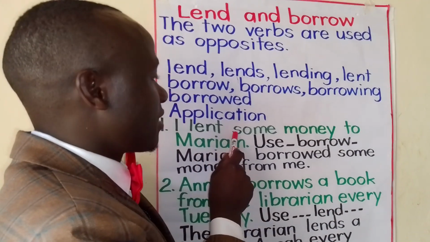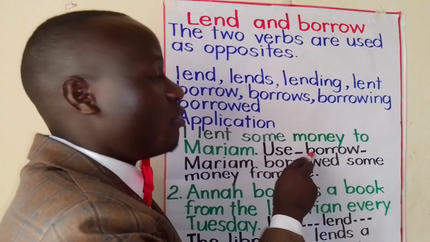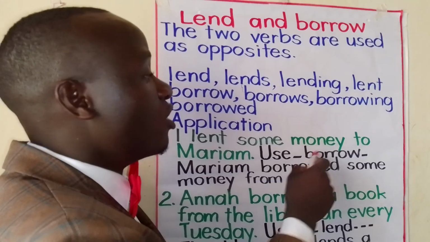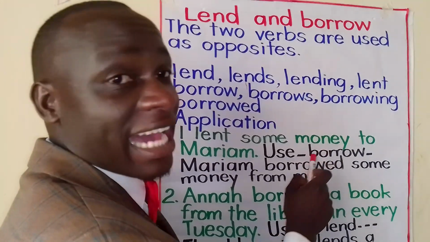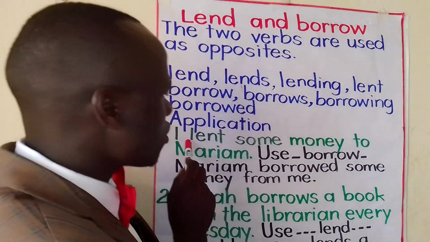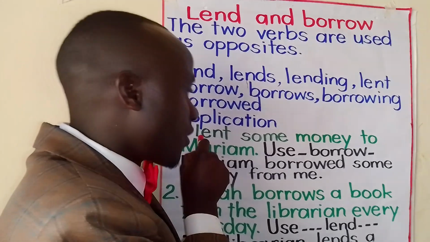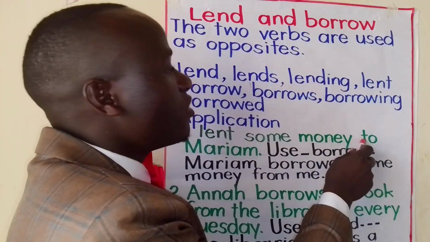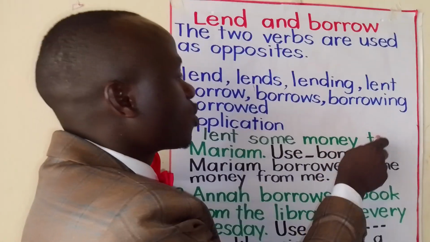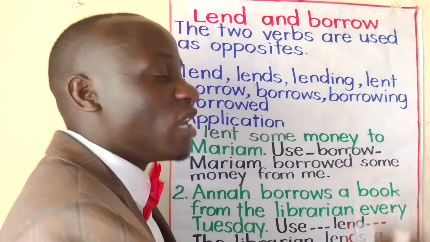So, in this particular sentence, the sentence appears in the past simple form. Here we have been given the verb in the original form. So we shall change this particular verb to its past simple form. And the past simple form of borrow is borrowed. So, lent will be replaced by borrowed. Then to will be replaced by from, because we said lend takes to and borrow takes from.